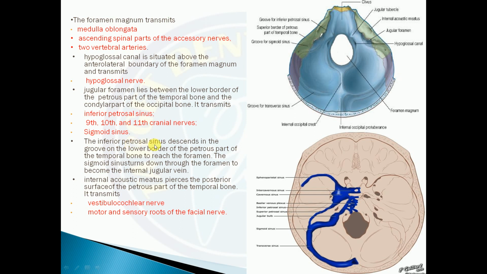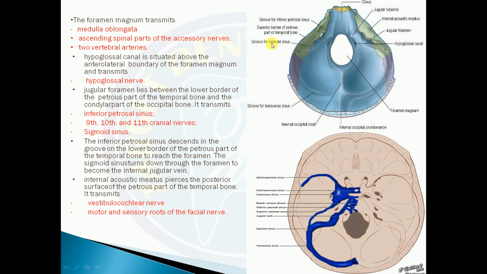Now the internal acoustic meatus. This is the internal acoustic meatus. It pierces the posterior surface of the petrous part of the temporal bone, and it transmits the vestibulocochlear nerve and the motor and sensory roots of the facial nerve. Very important.